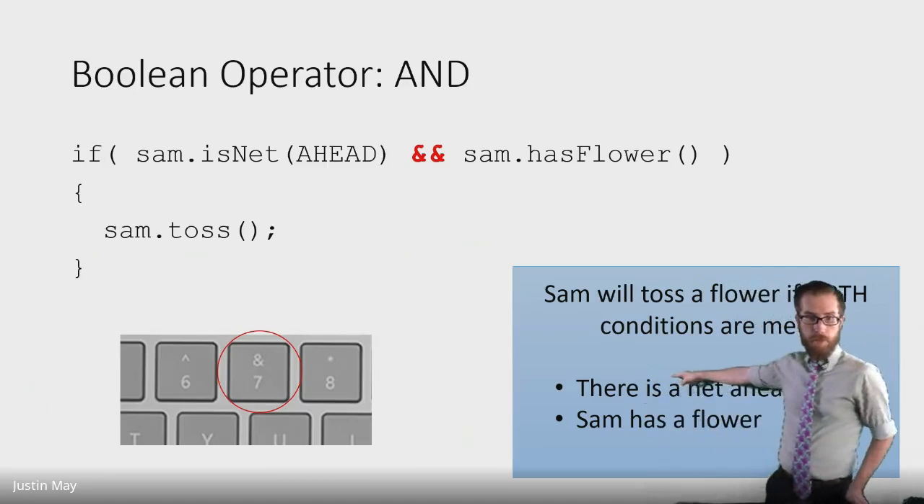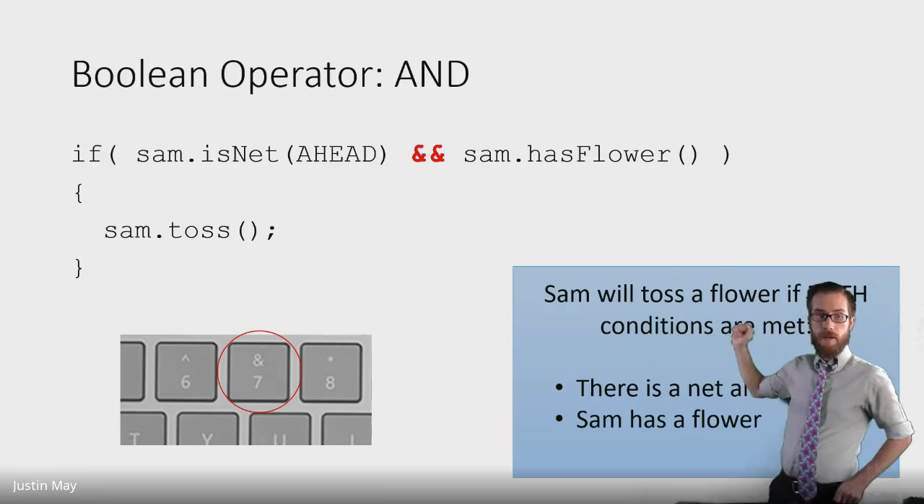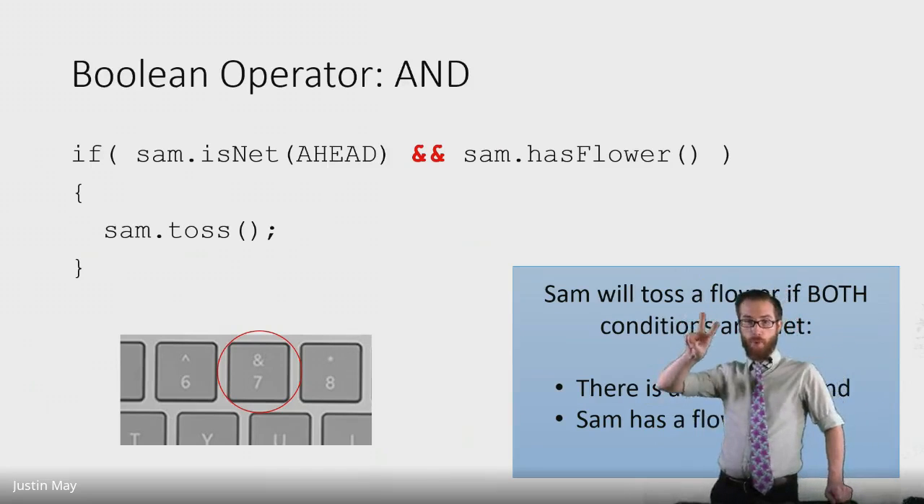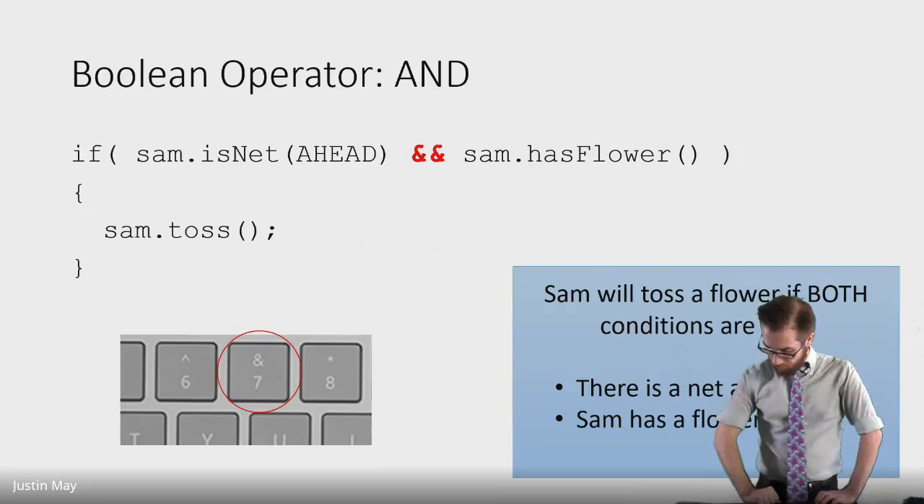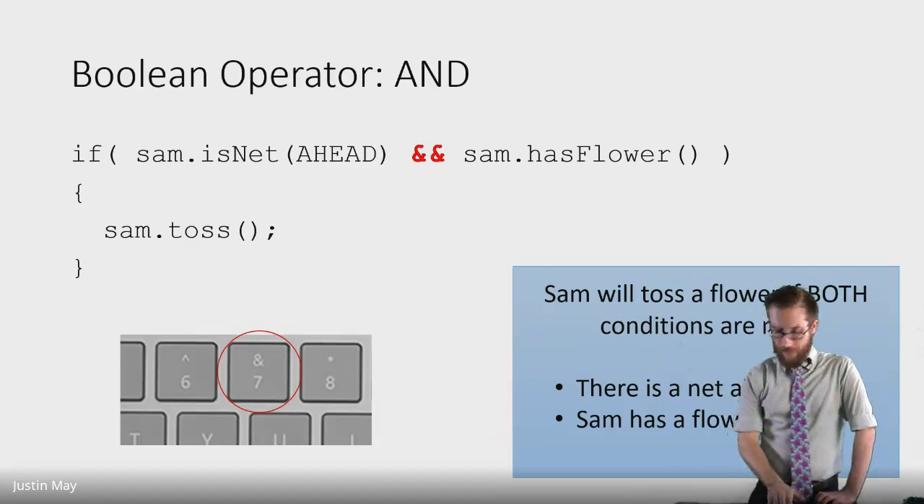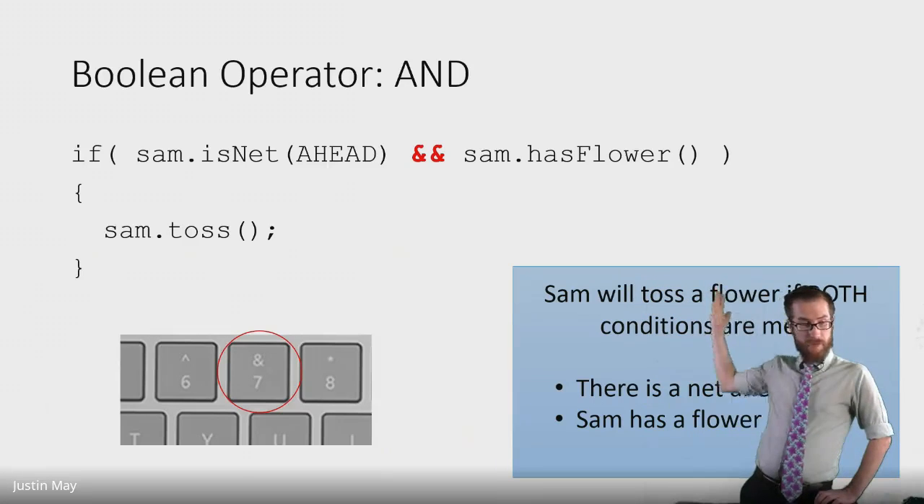The and symbol is called the ampersand symbol, and you press shift and the 7 key to get that symbol, and we type it twice. So two ampersands means and in the computer. And this will be true if both of these conditions are true. If there's an and, he has a flower.